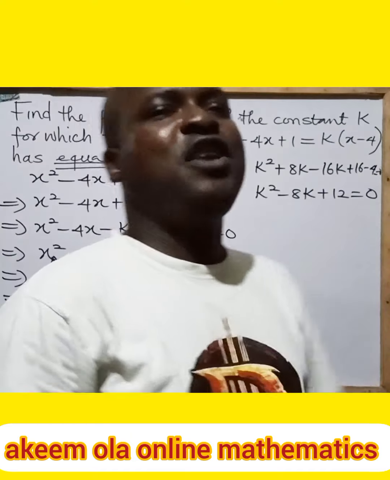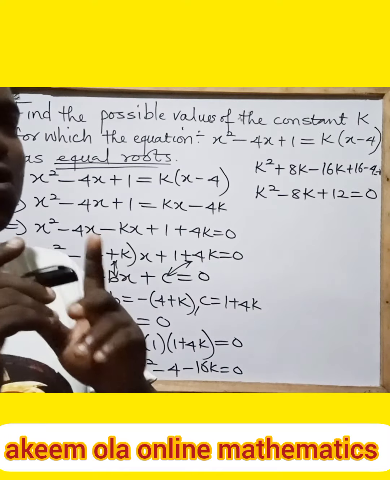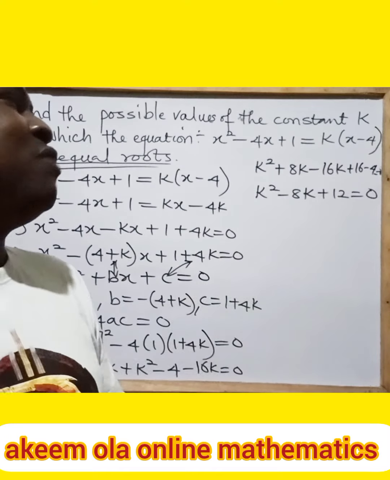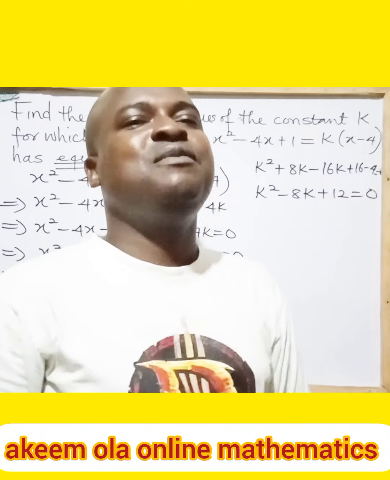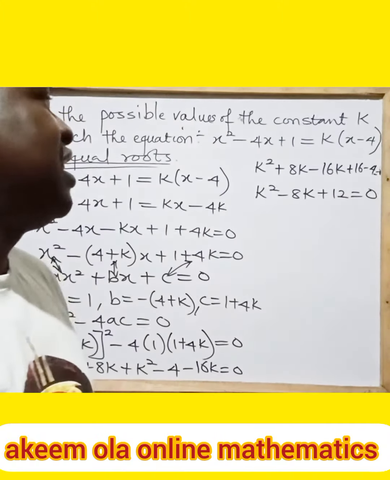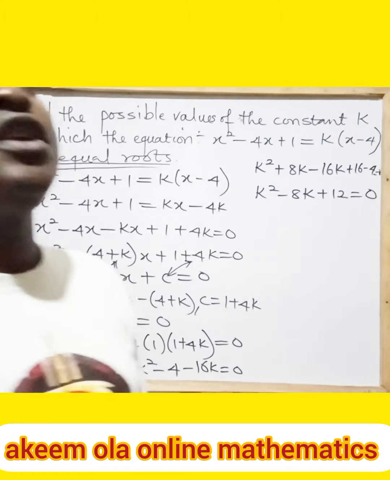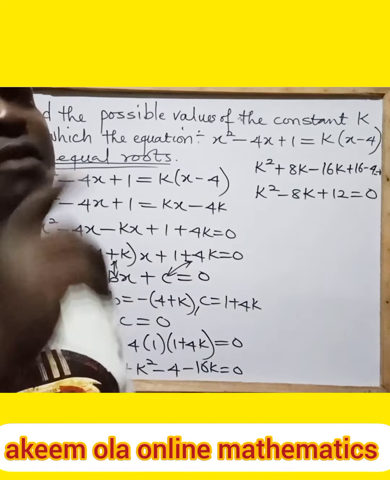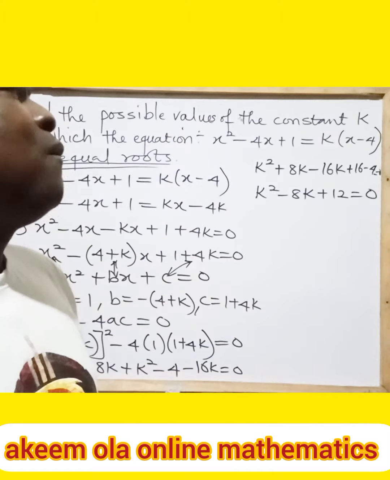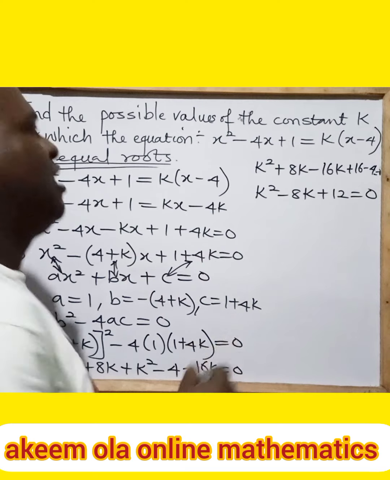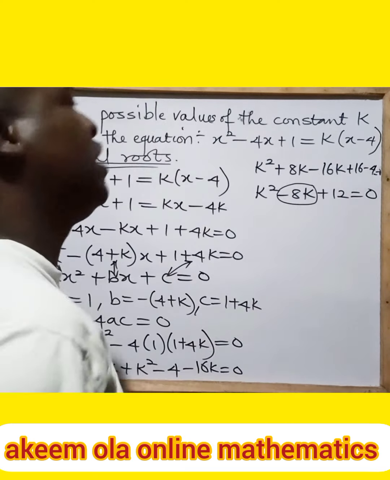This is now a quadratic equation, of which we are going to look for two numbers that you multiply together to get plus 12, and when they are added together, you get minus 8. What are the two numbers that we are going to consider? I am thinking of minus 6 and minus 2. Yes, that means I'm going to replace this one here with the minus 6 and minus 2.